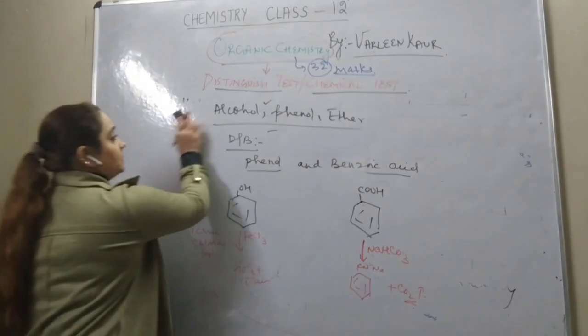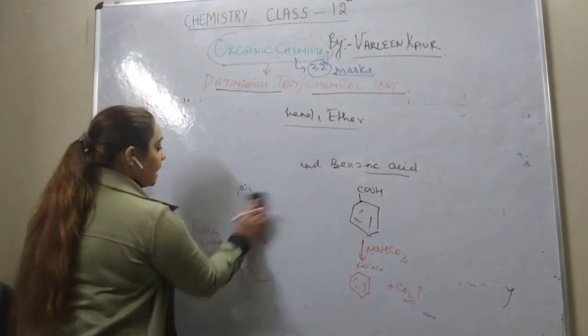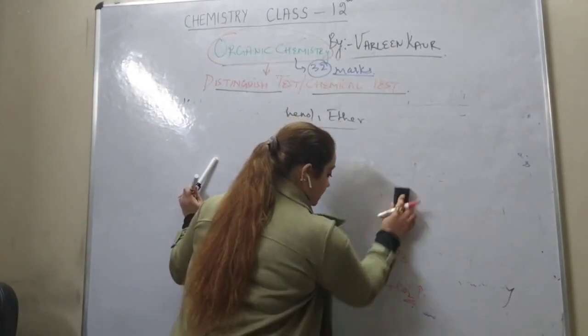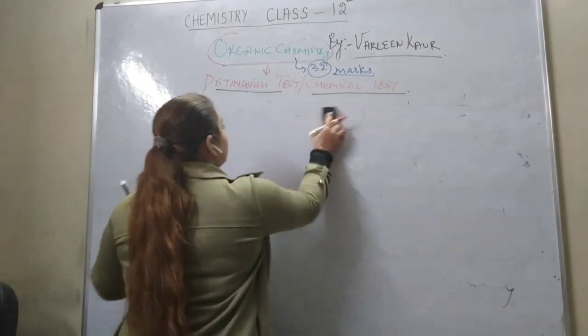Now, next part. Next chapter is aldehyde, ketone and carboxylic acid.